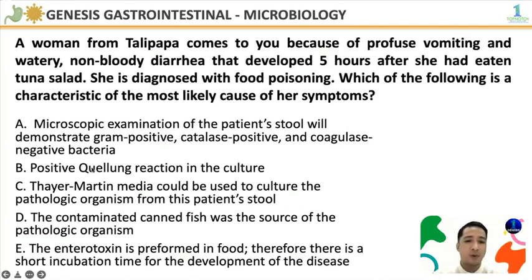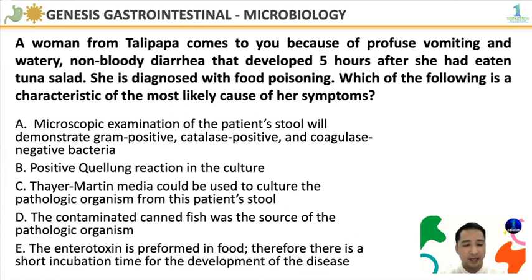Letter B, positive Quellung reaction in the culture. Can you think of what are the different pathogens that will manifest with a positive Quellung reaction? You're going to think of encapsulated bacteria only. For example, we have Streptococcus pneumoniae or Neisseria meningitidis. Letter C, Thayer-Martin media could be used to culture the pathologic organism from this patient's stool, if we're talking about Neisseria gonorrhoeae.